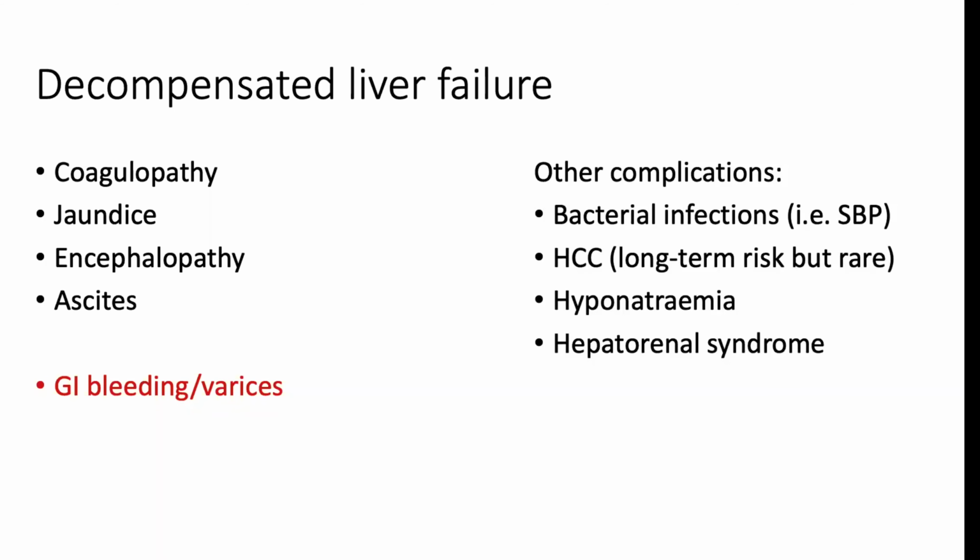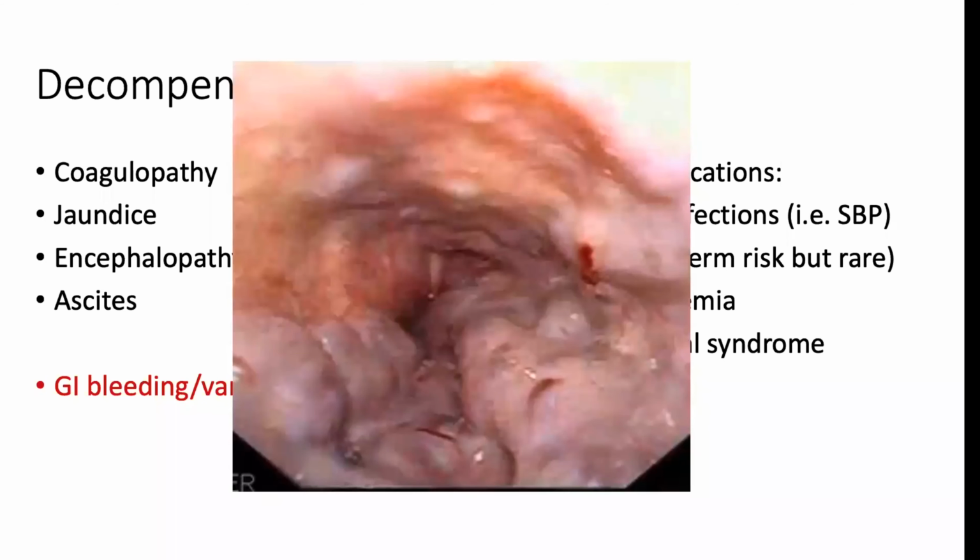There are some other complications as well. So bacterial infections are more common. Hepatocellular carcinoma is a long-term risk. It can also result in a dilutional hyponatremia and hepatorenal syndrome. And this is a picture on OGD of some of the varices you might see, and these are very prone to bleeding. And when they do bleed, it can be catastrophic.